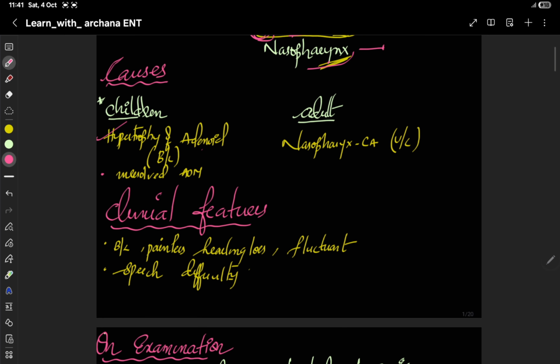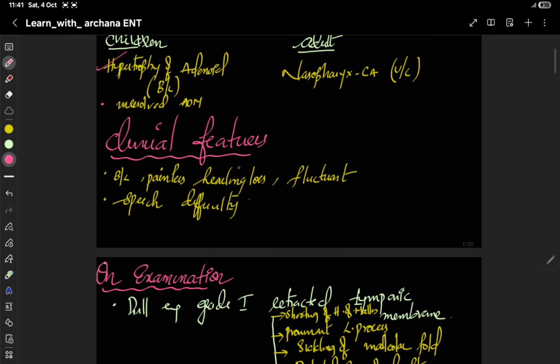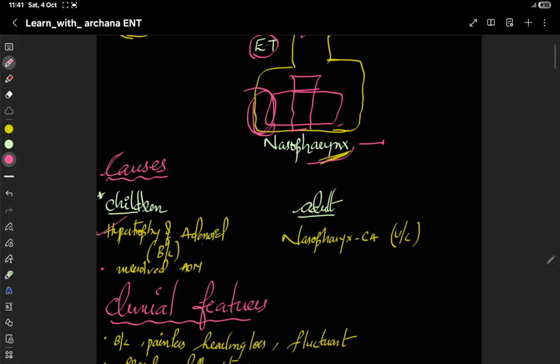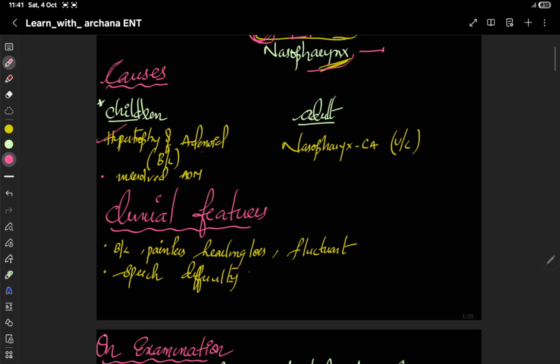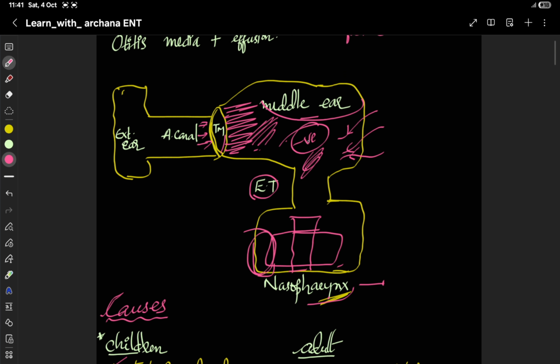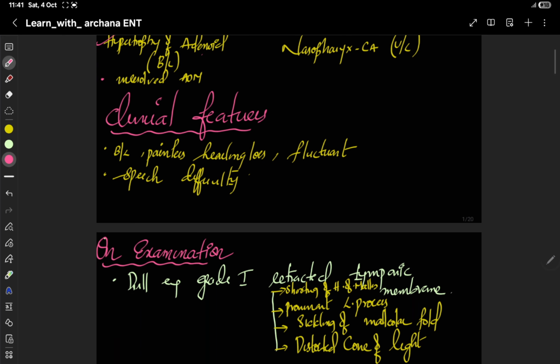Okay, so next one is the clinical features. The clinical features include that this will be bilateral. As I already wrote, this is due to hypertrophy of the adenoid, so it will be bilateral. Will there be any pain? No, because pain occurs only when there is an increase in pressure in the middle ear. As we all know, the pressure in the middle ear is already negative, so there will not be any pain.